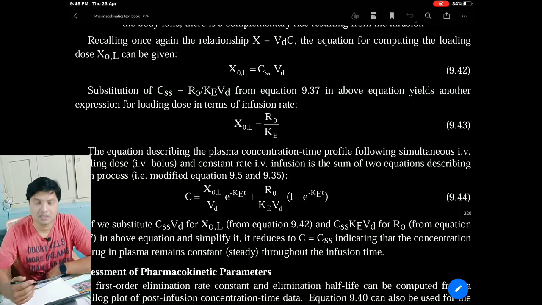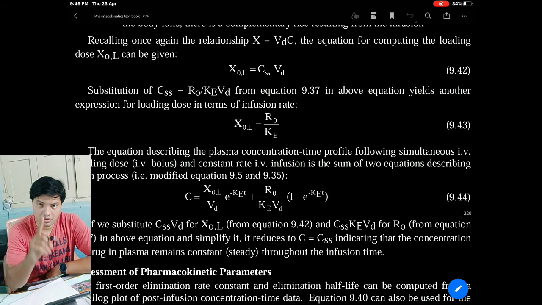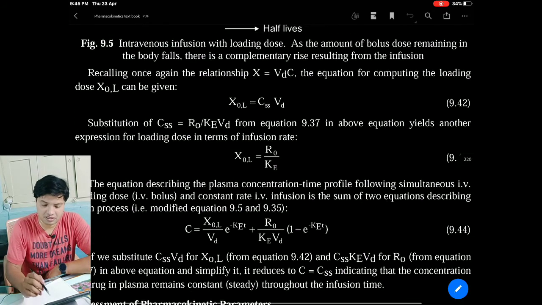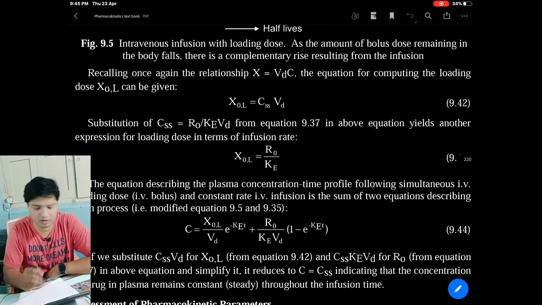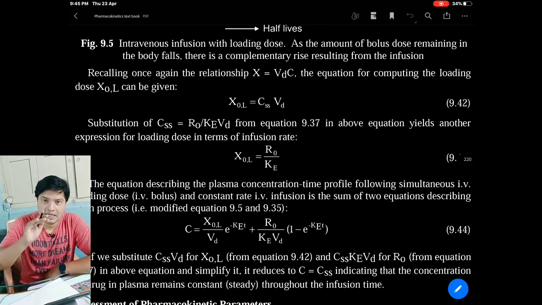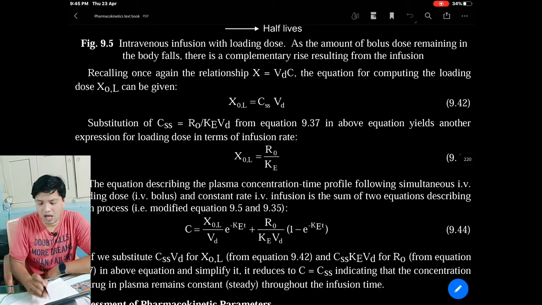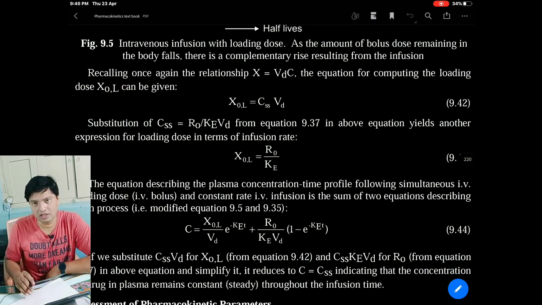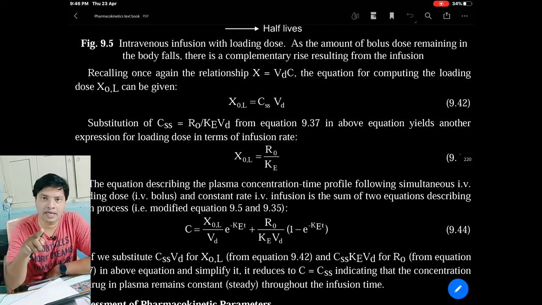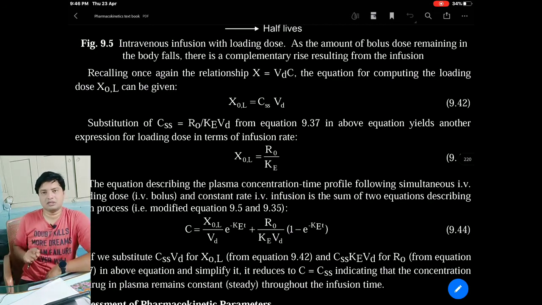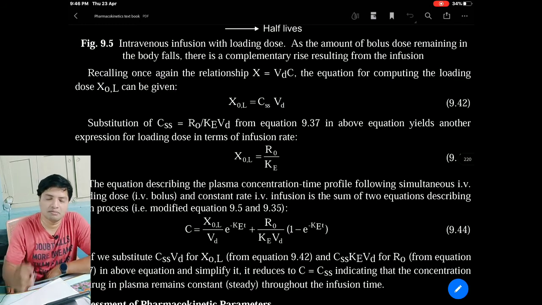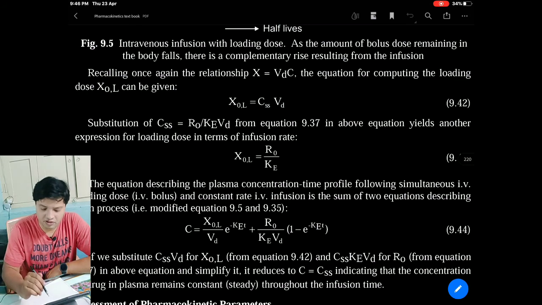What it says is, if you want to calculate the loading dose, the first equation is, if you have the steady state concentration, just multiply that concentration with the volume of distribution and you will get the loading dose. Or else here the inputs given are rate of infusion and elimination rate constant. If you have these two, then also you can calculate the loading dose. This is the equation: rate of infusion divided by elimination rate constant.